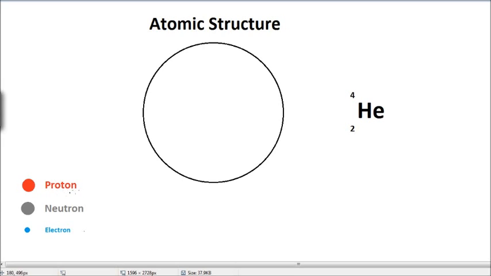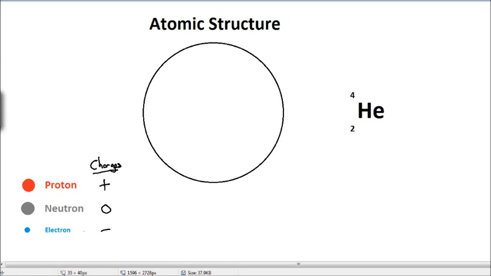Now, we've got a key down the bottom left that I'm going to keep referring to throughout the video. We've got these red particles here called protons. Now, protons are positive. They have a positive charge on them. We'll come back to what we mean by their charges in a minute, but it is really important we understand these. Neutrons are neutral, they have no charge, and electrons are negative.